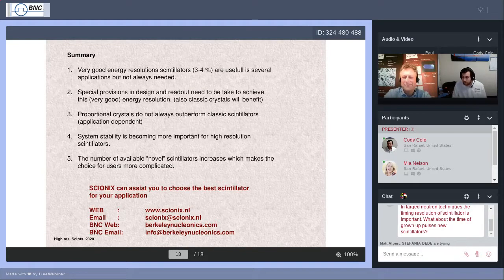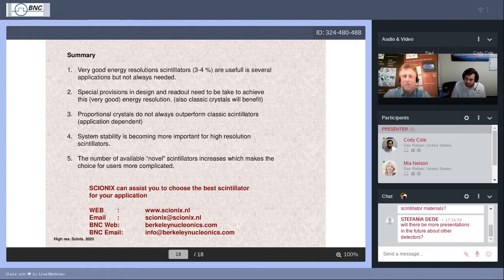All right, so Alexander again is asking, he says that the timing resolution of the scintillator is important in targeted neutron techniques. What about the time of grown-up pulses in new scintillators? If timing is important for a certain application, then the brightness and the decay time of the scintillator is important. And again, as I earlier said, cerium bromide is a fast scintillator that allows fast timing. And of the proportional scintillators, this is the best material for fast timing at the moment.